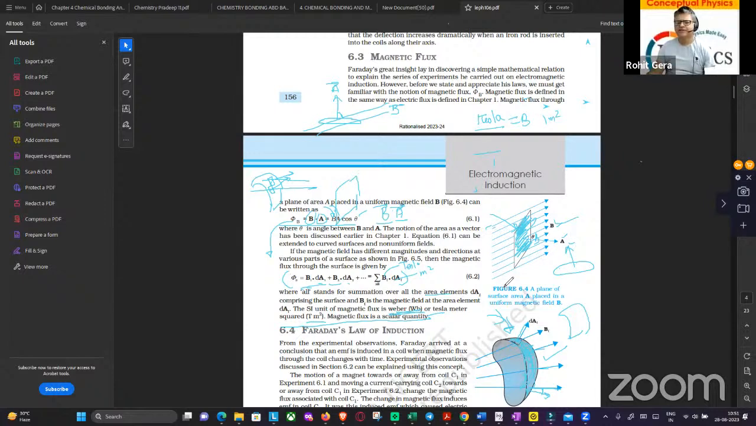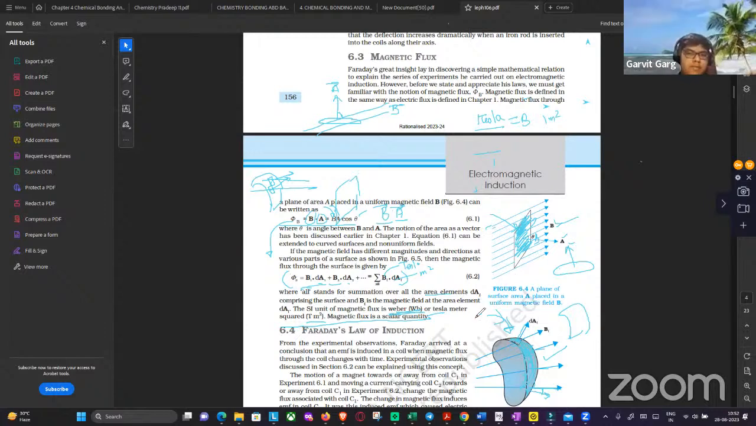The magnetic field lines: flux, as if water is flowing through something. Here the magnetic field lines are flowing through the area. The flowing magnetic field lines are called flux. In Gauss theorem, the flowing electric field lines are called flux. Okay.